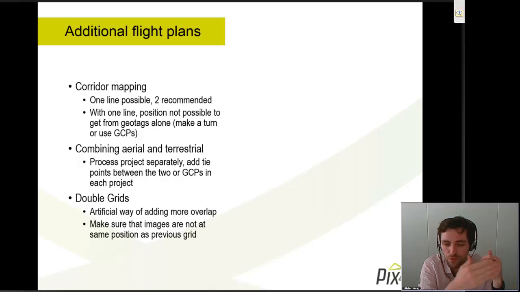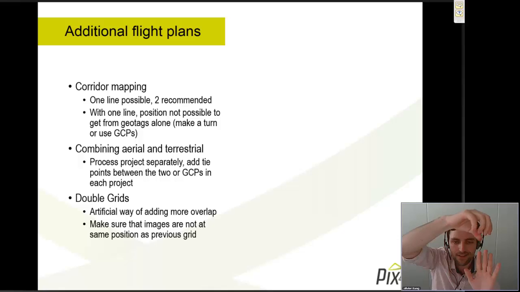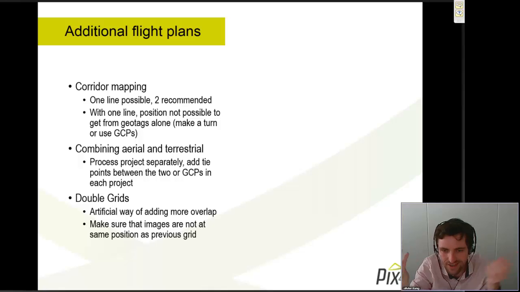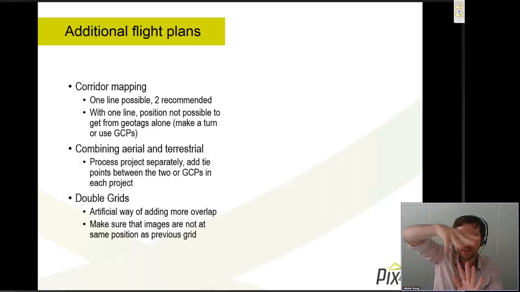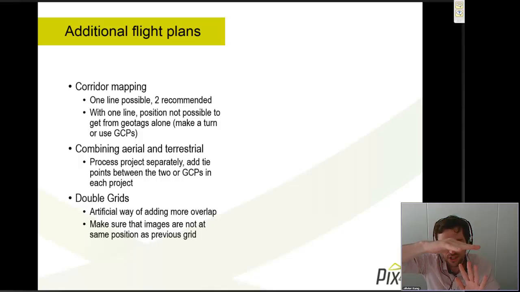But if you cannot add more overlap and your terrain is very difficult and you need more overlap, then you can do a second flight in the same area. However, what's very important is to make sure that you don't fly the exact same flight and that the images are not taken at the same position. If the images are taken at the same position, then you are not adding overlap, you're just adding more confusion to the software. So when you do that, we would recommend that the second grid is flown perpendicular, and that it is shifted so that the points are really adding more overlap rather than more confusion.